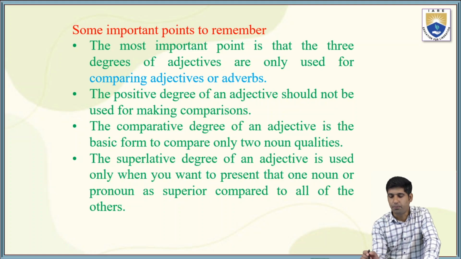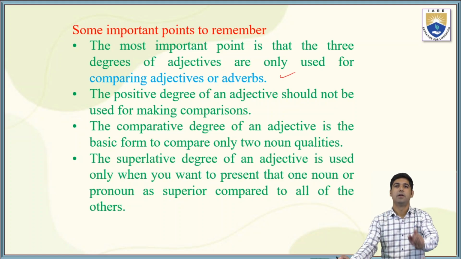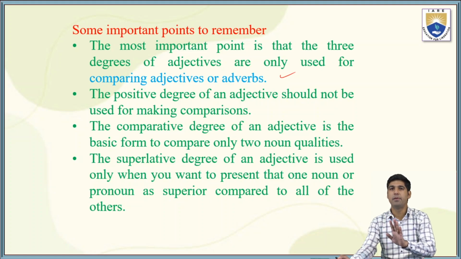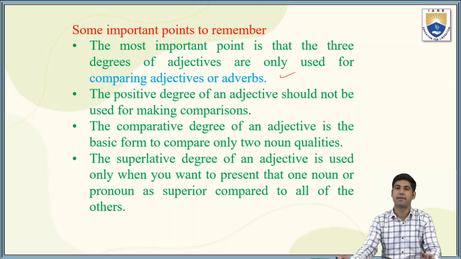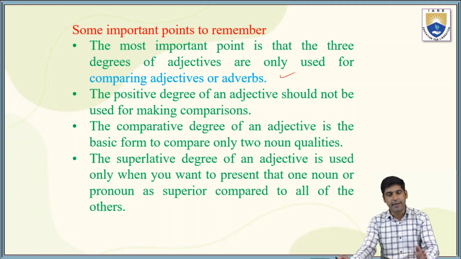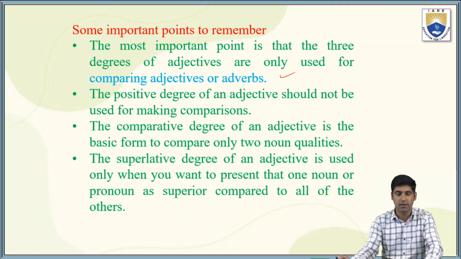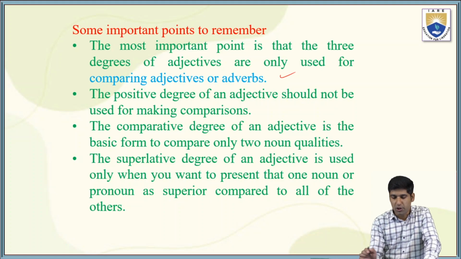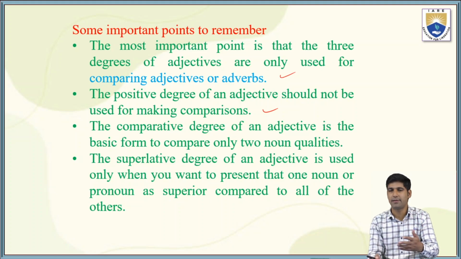The most important point is that the three degrees of adjectives are only used for comparing adjectives or adverbs. Number one, all three degrees of comparison of adjectives are used for comparing adjectives or adverbs. Second point, the positive degree of an adjective should not be used for making comparisons, but we sometimes make comparisons in other forms, as I showed.